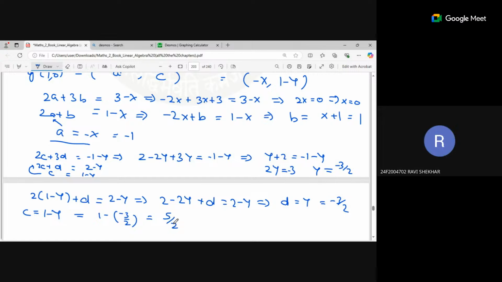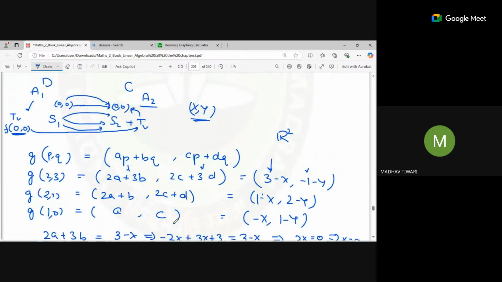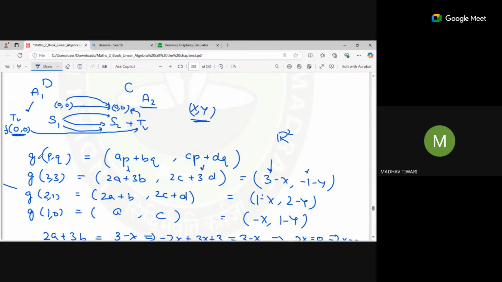Yes, sir. We did nothing special. Up to this part, I wrote how to define linear transformations and just compared these values. There are 6 variables and 6 equations I am having. So I solved this and I got the values of a, b, c, d, and x and y.